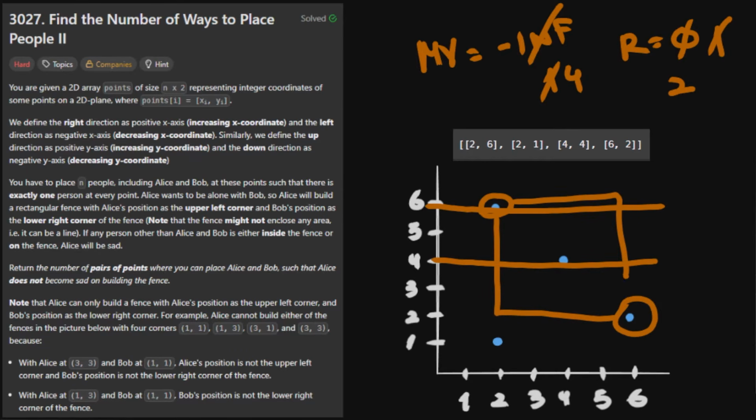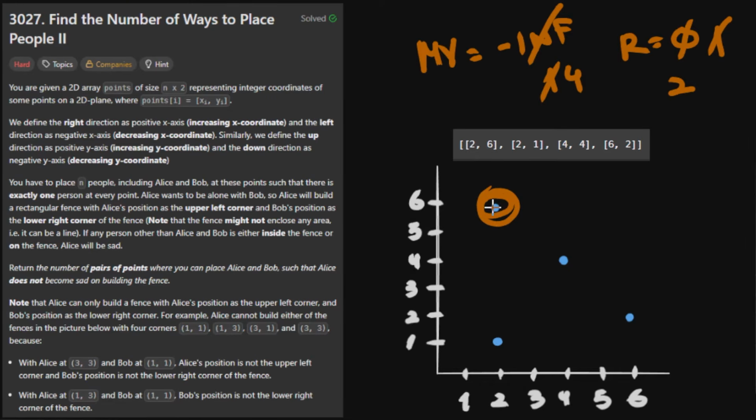Now, given that this is below the minimum y, this is not a valid square. So now we have tried every pair from this point. We have tried this and this, this and this, and this and this. Now we can move to this point.